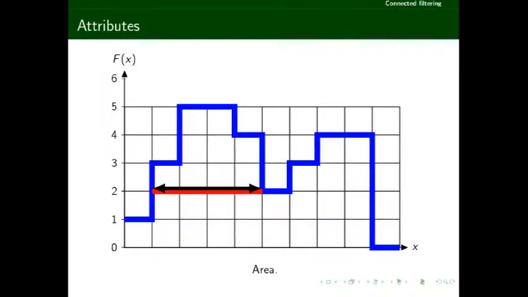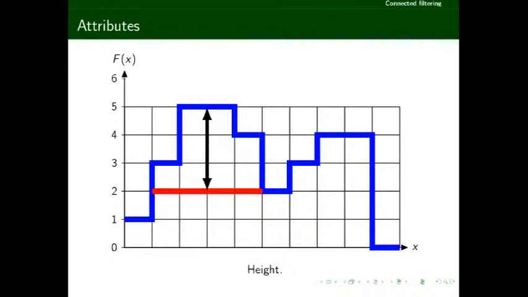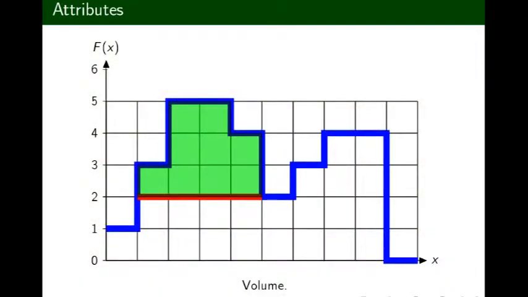For example, here it's the area, simply the number of pixels of this component. You can have the height, the difference between the highest pixel and the current level, or the volume, the number of pixels contained in the connected component and in the shape of the function itself. Tree attribute.